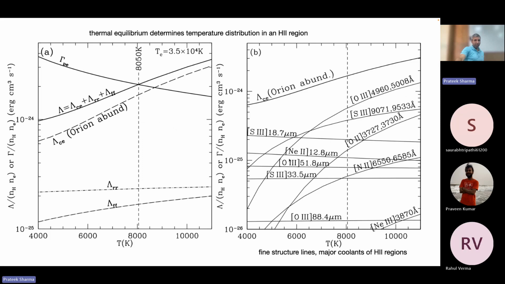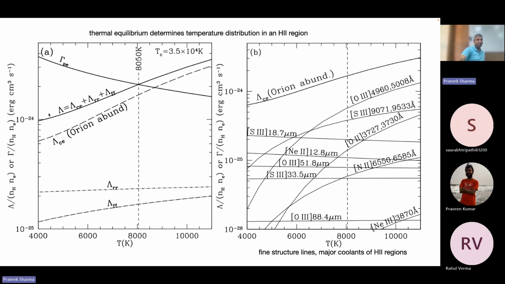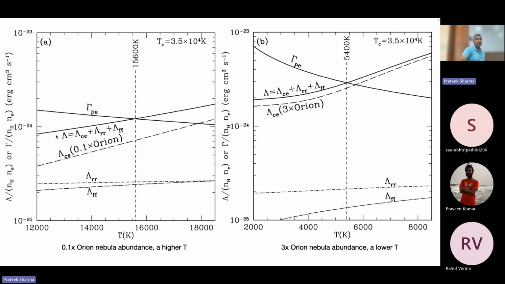Now, this is for Orion conditions. Now, let's see. This has 0.1 times the abundance of Orion. Metallicity has been reduced by a factor of 10. So this lambda CE comes down, right? Lambda C is proportional to the abundance of ions, Nx, you remember. So if it becomes 0.1 times that, this comes down. And gamma PE more or less remains the same.